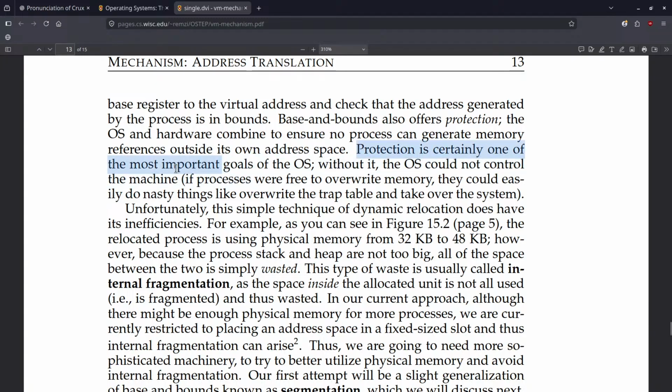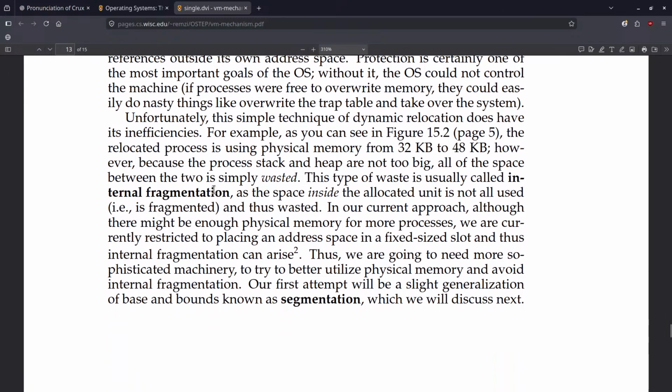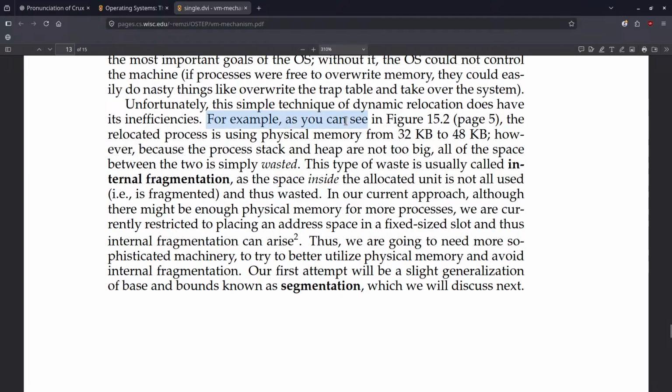Protection is certainly one of the most important goals of the operating system. Without it, the OS could not control the machine. If processes were free to overwrite memory, they could easily do nasty things like overwrite a trap table and take over the system. Unfortunately, this simple technique of dynamic relocation does have its inefficiencies. For example, as you can see in the figure, because the stack and heap are not too big, all of the space between them is simply wasted.